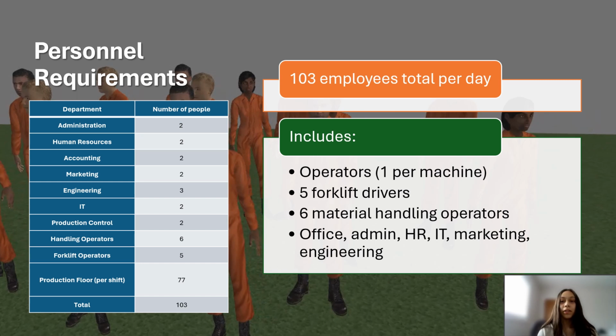Based on machine requirements and material handling needs, the facility requires 103 employees per day. This includes dedicated machine operators for the 77 machines, material handlers, forklift drivers, and administrative staff. This ensures all production, logistics, and support functions are adequately staffed.